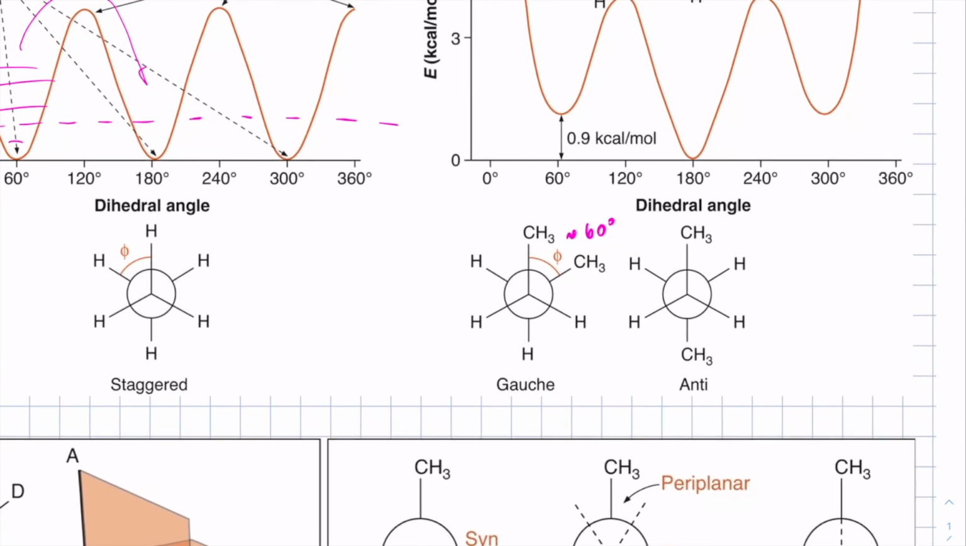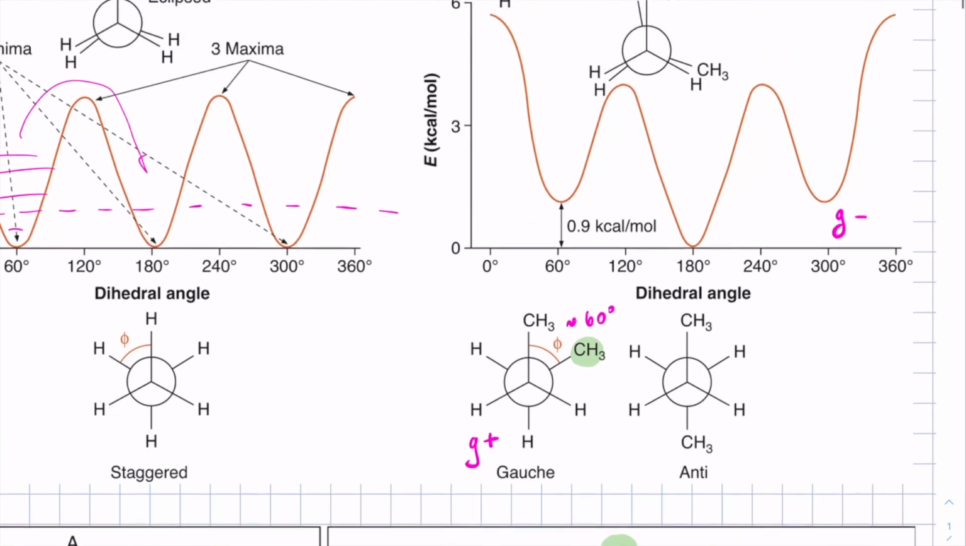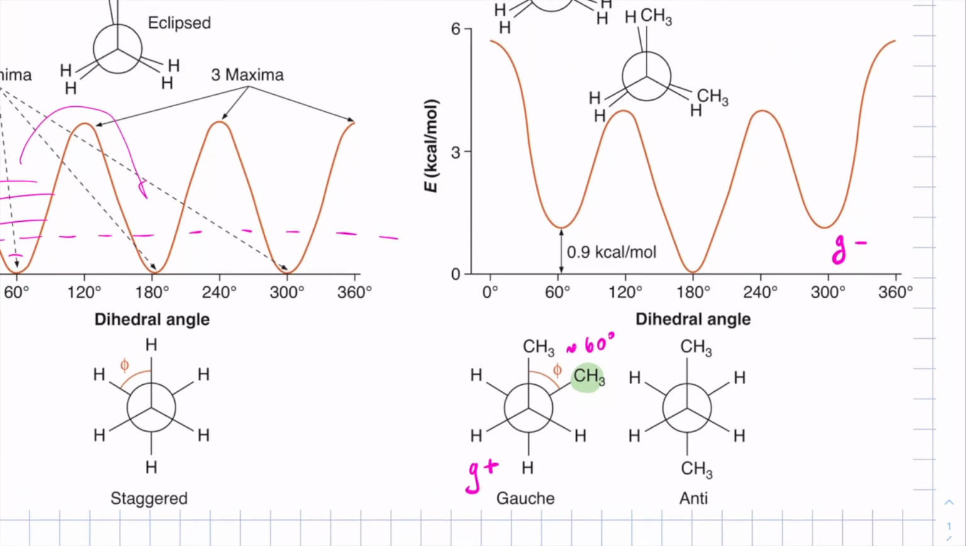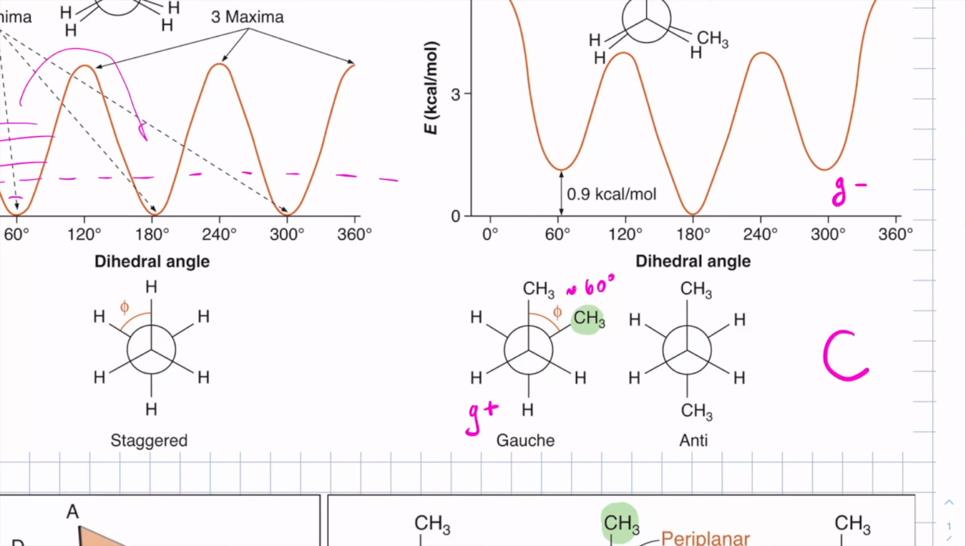So with our group in the back as the reference point, this is a gauche plus conformation, and then over here would be the gauche minus conformation. And the gauche minus conformation and the gauche plus conformation are actually enantiomers of each other, though they interconvert so rapidly that we say this molecule is not chiral, except it's not even the same molecule there. Sorry about that.